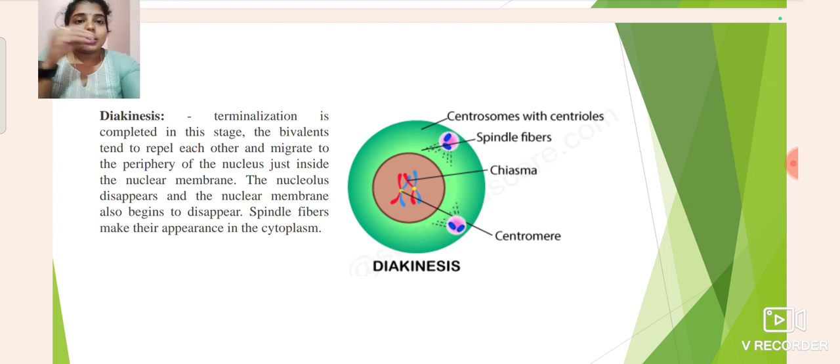Then the spindle fibers form and the nuclear membrane disappears. That is also called diakinesis. Then some of the changes are also called metaphase formations. So these metaphase formations may occur: complete disappearance of the nuclear membrane and the appearance of the spindle fibers.